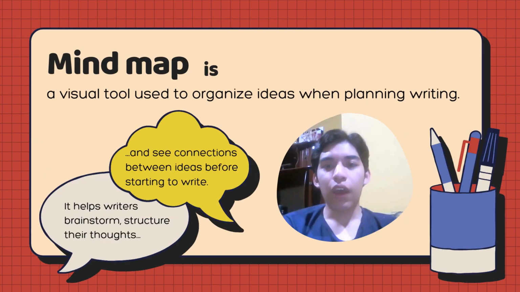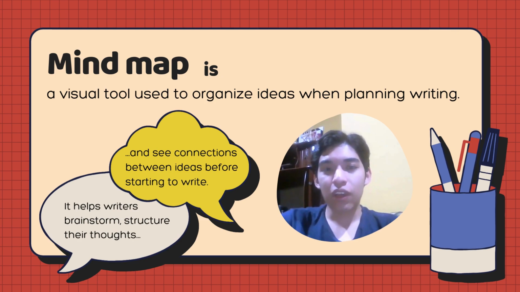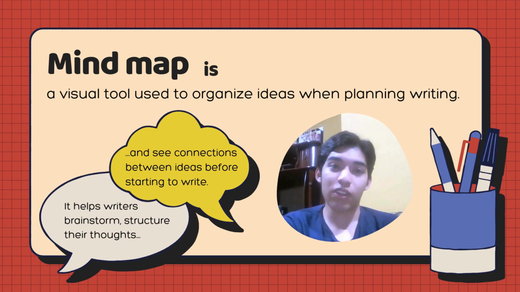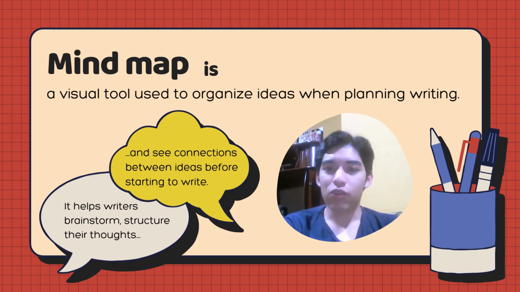And we have also mind map. A mind map is a visual tool used to organize ideas when we want to plan a writing. It helps writers to brainstorm, structure their thoughts and see connections between ideas before starting to write. So it's a non-linear way of organizing content that encourages creativity and helps writers to develop a comprehensive overview of their topics.